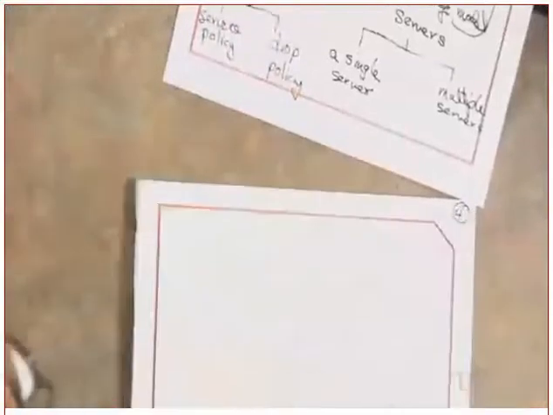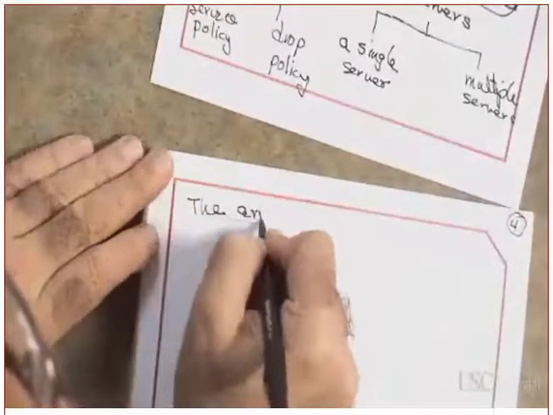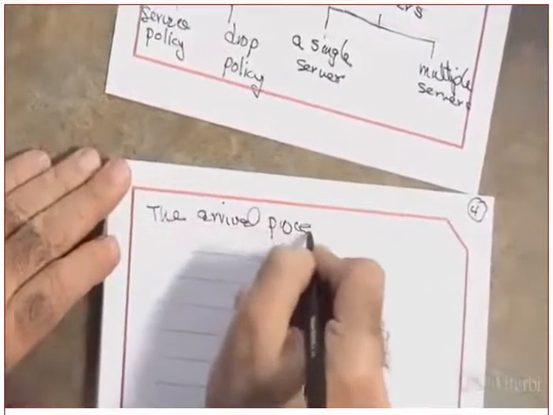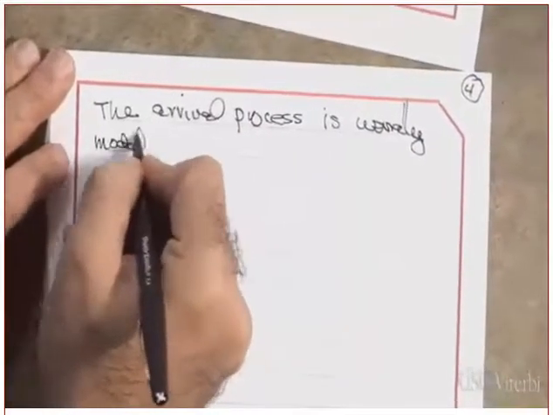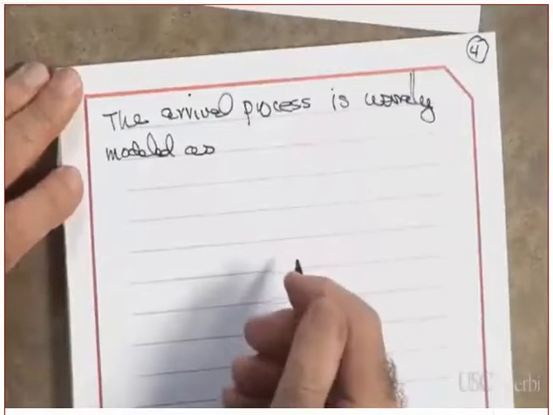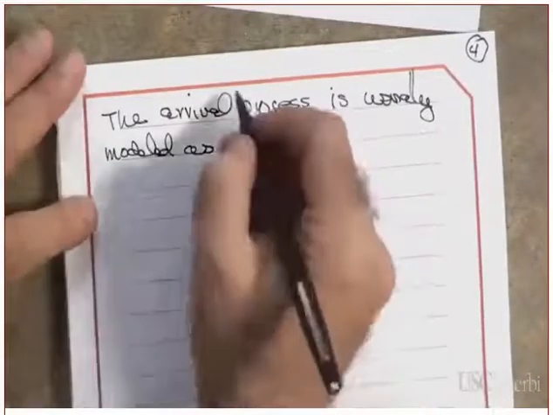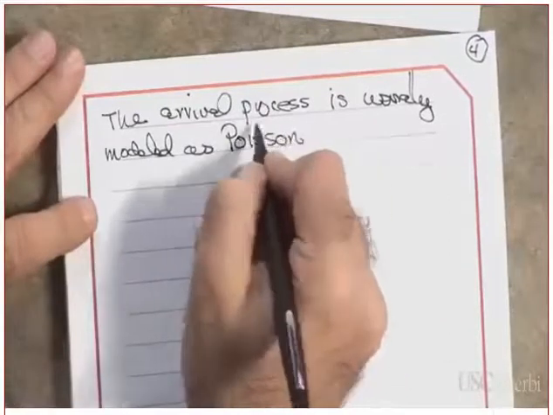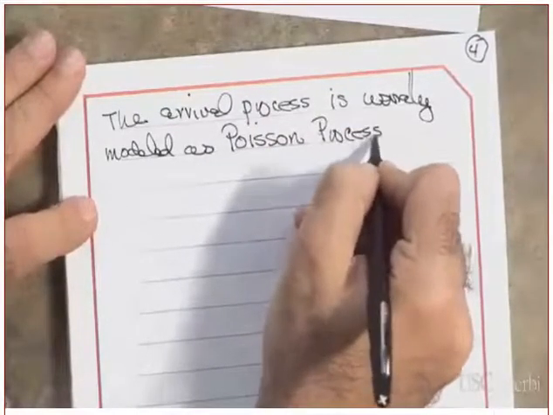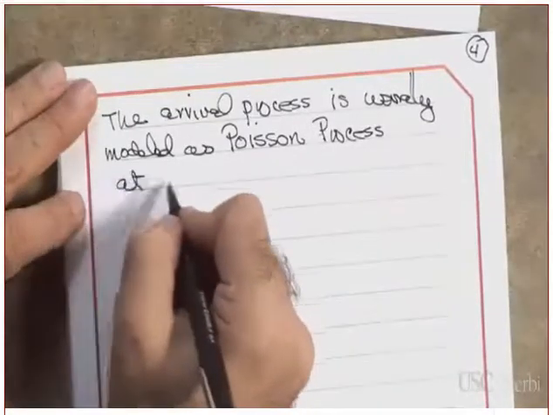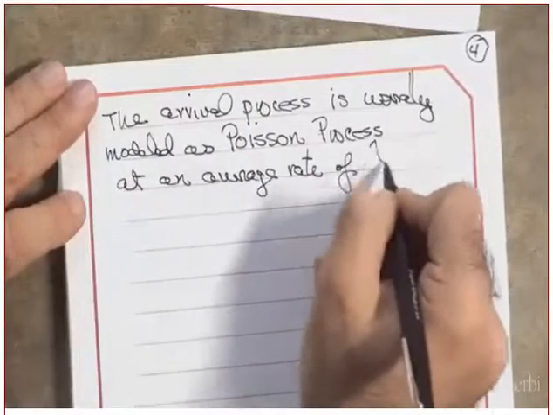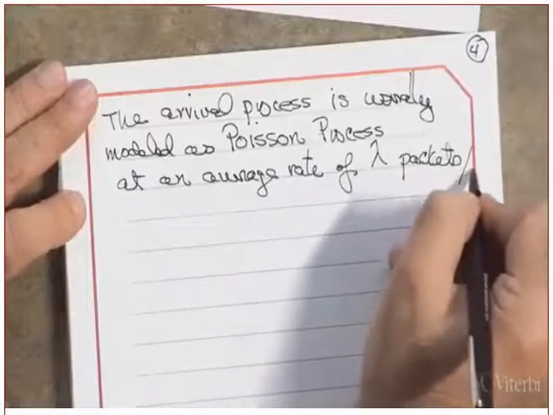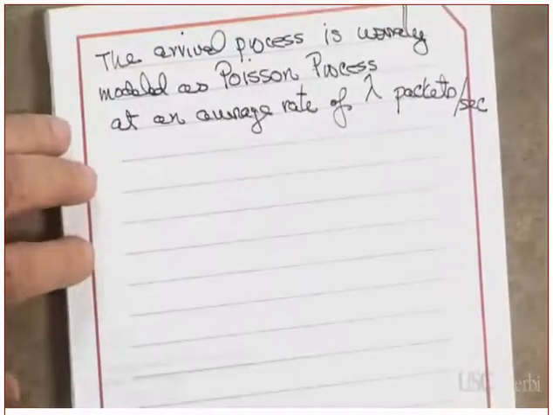Okay. The arrival process is usually modeled as Poisson, at an average rate of lambda packets per second.